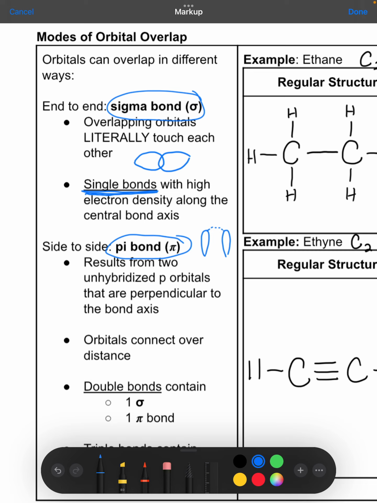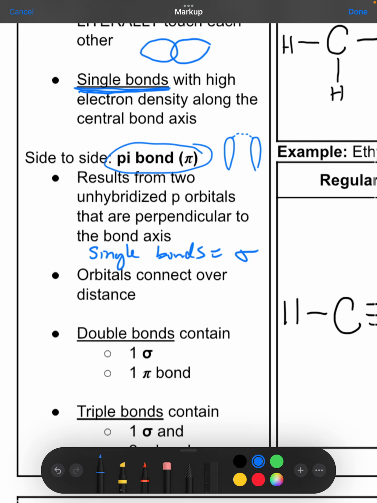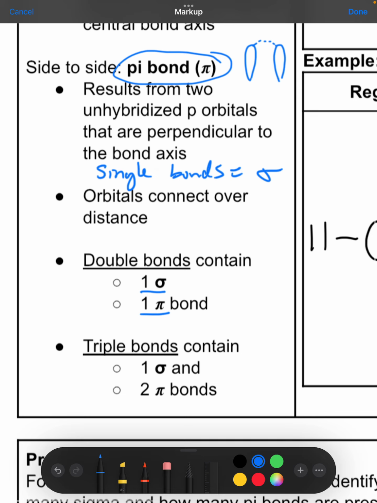A single bond, excuse me, only contains sigma bonds. So single bonds are sigma, and that's our symbol for sigma. A double bond is going to contain one sigma bond and one pi bond, and a triple bond is going to contain one sigma bond and two pi bonds. So quite often you might be asked to look at a molecule or draw it out and then ascertain how many sigma bonds exist in that molecule and how many pi bonds. And it's super, super easy. All you have to do is look at your bond types and count.